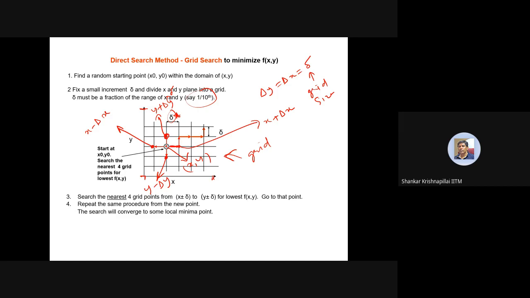Okay, so you have to search these 4 corners. Suppose the minimum value of the objective function occurs here. Then what you do is that centered on this point, you search the 4 corners like this. Okay, so suppose the minimum value is here. You come here. Then from here you search the 4 points like this. Then you come here, and if you repeatedly do this, if there is only one minimum in that objective function, you will definitely reach the minimum. Okay. So then the search will converge to some local minimum point.